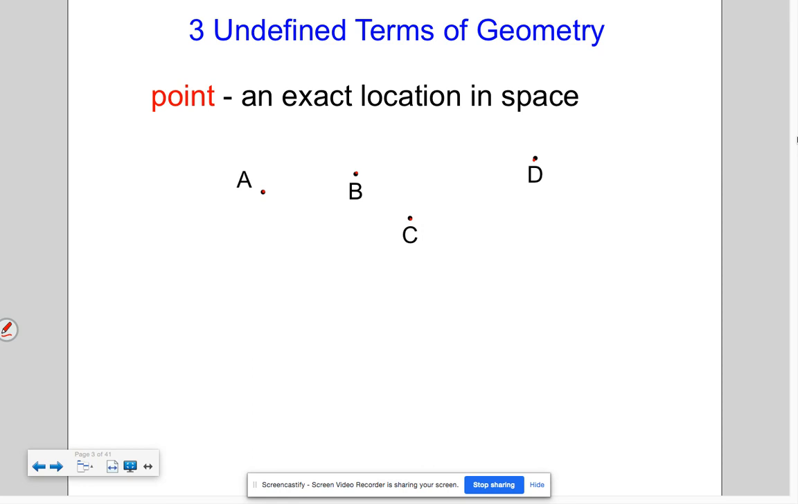Now, the way we would name a point, you can either just say the actual letter. So if you just have the letter A, that's point A. Or we could write out point A. You will see them written both ways, either written out as point A or just the actual letter to represent a point. And we could do that with any of these 4 points.